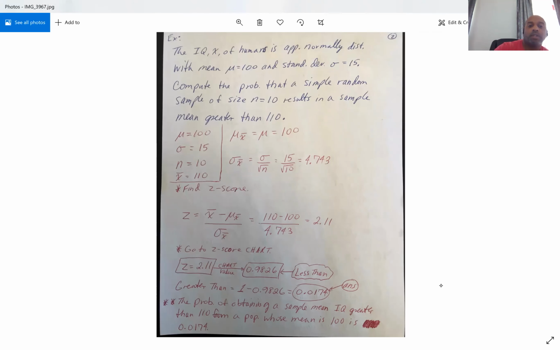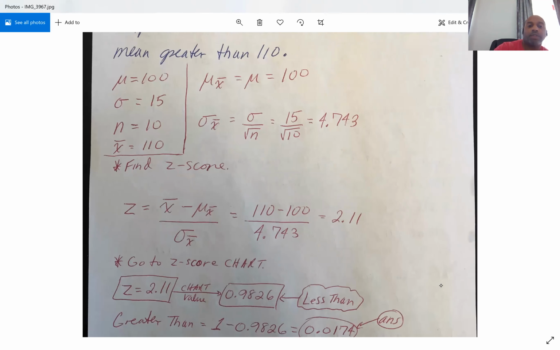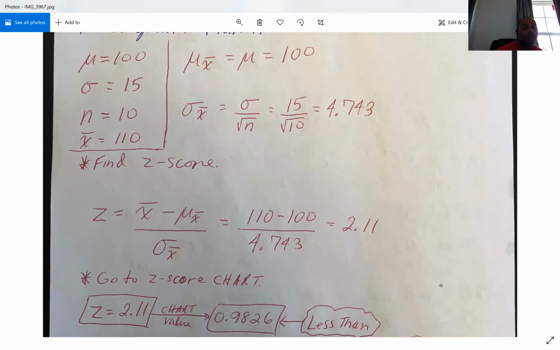There we go. So from there, we can find our z-score. Notice the formula right here: x bar minus the mean of our sampling distribution, divided by the standard deviation of our sampling distribution.